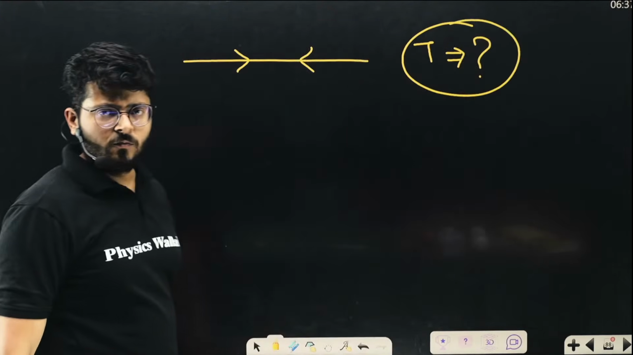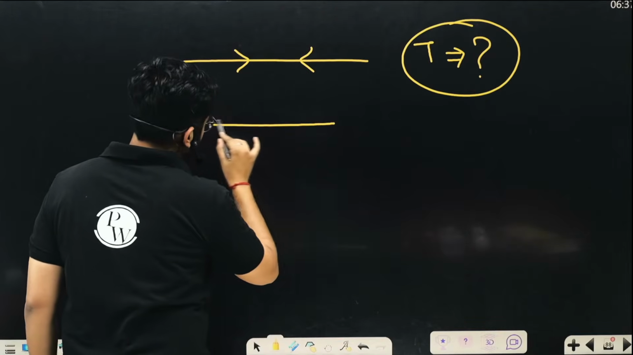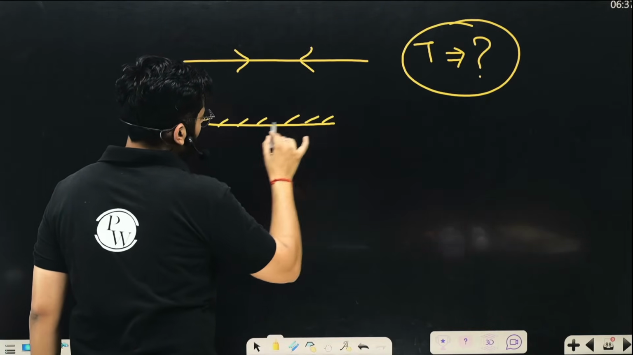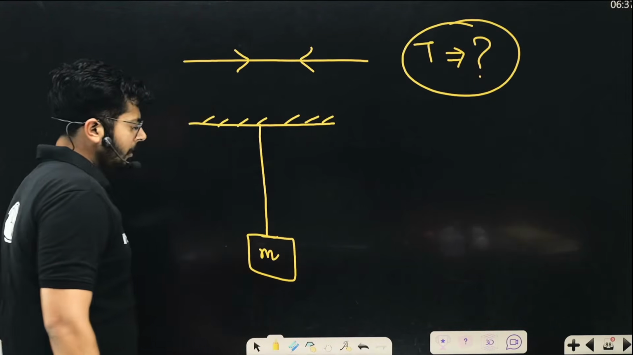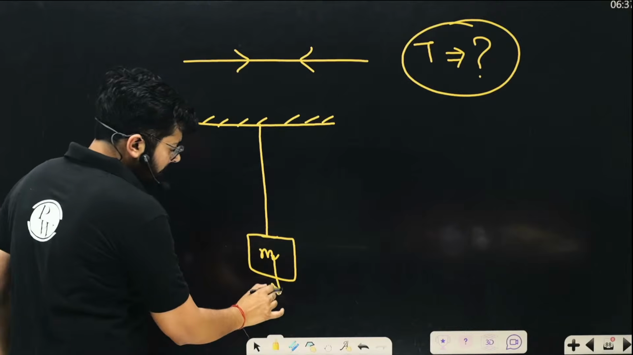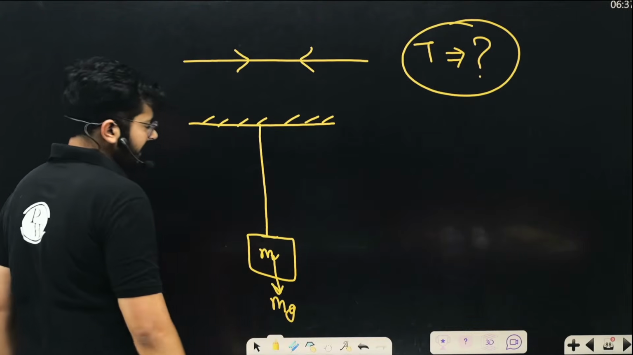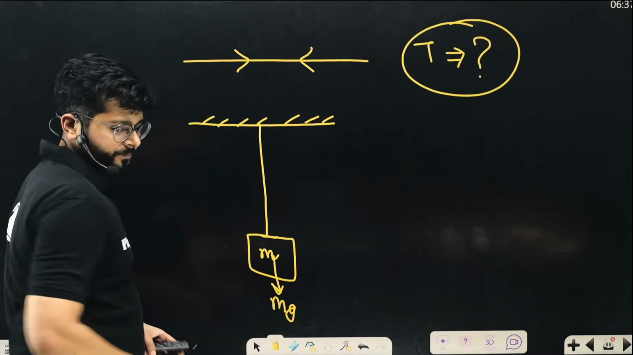What is the direction of the tension force? Understand that. Imagine this is the support from where a rope is hanging, and on that rope a mass is attached. Now think about it. The mass is being pulled towards the earth with a weight mg, right? What is happening with the rope?